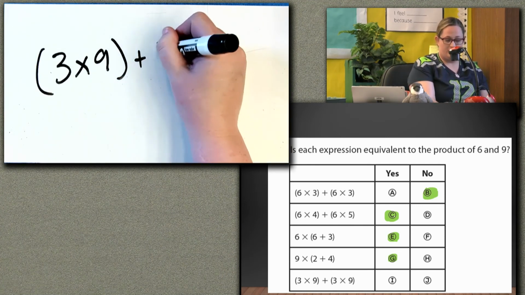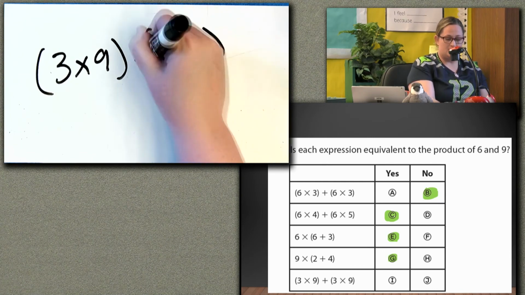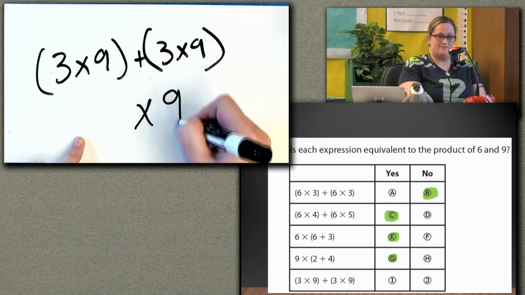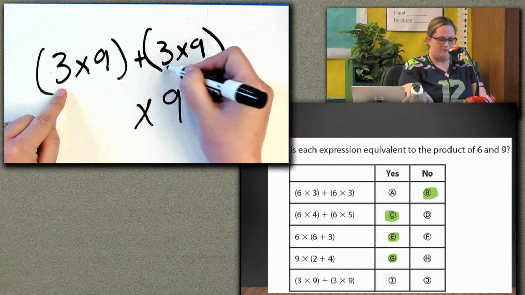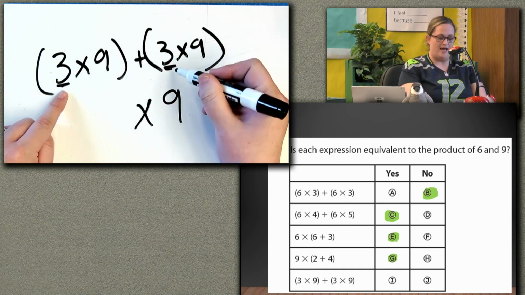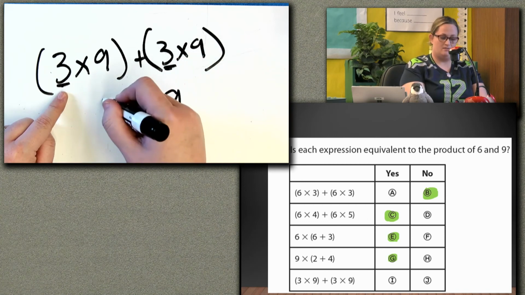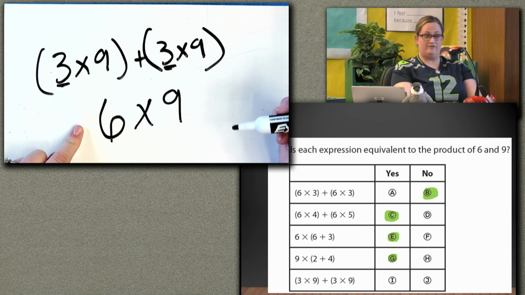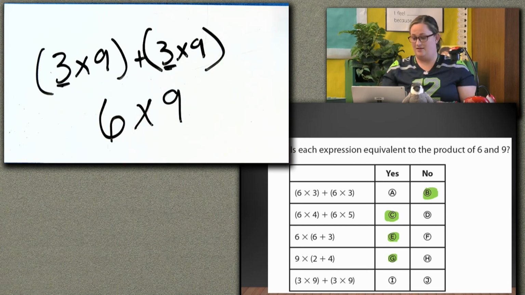Okay, 3 times 9 plus 3 times 9. Is that equivalent? The 9s are the same, so the 9 is the factor they didn't break up. So this first factor they broke up, what did they break up? What is 3 and 3? 6. Is 6 times 9 equivalent to 6 times 9? Yes, it is. All right, friends.